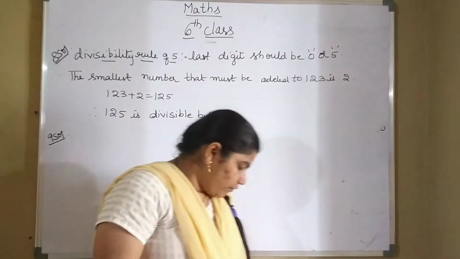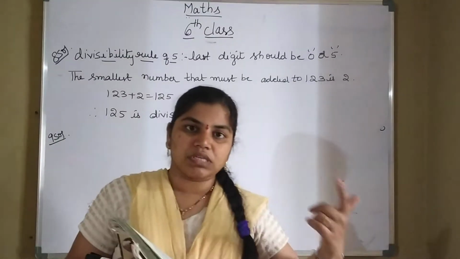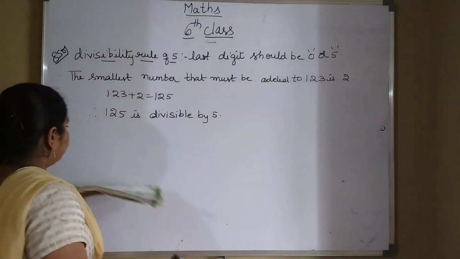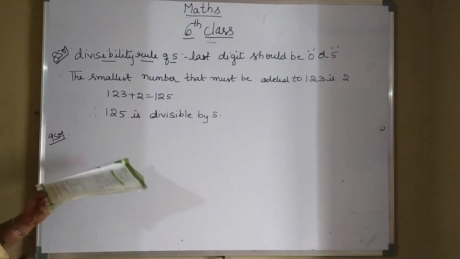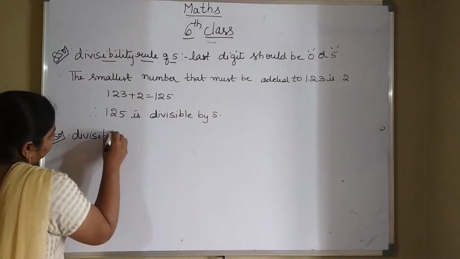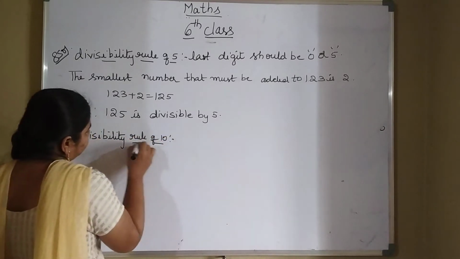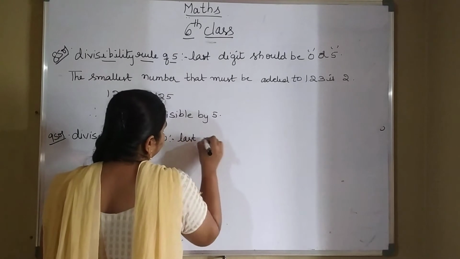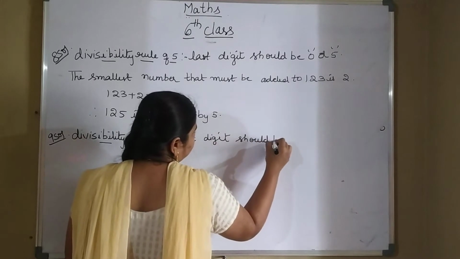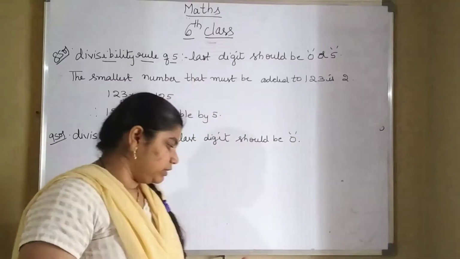Now in the same way, ninth solution. So what is ninth one? Find the smallest number that has to be subtracted from this 256, so that it becomes exactly divisible by 10. So first you write the divisibility rule of 10. So what is the divisibility rule of 10? Last digit should be always 0. So if you see the last digit as 0, that will be divisible by 10.